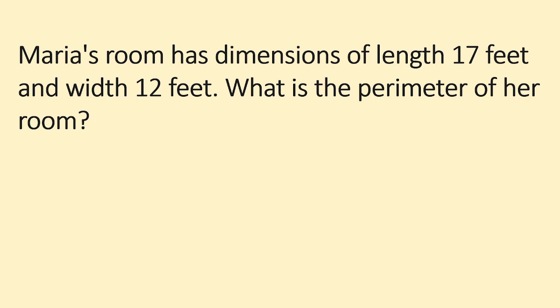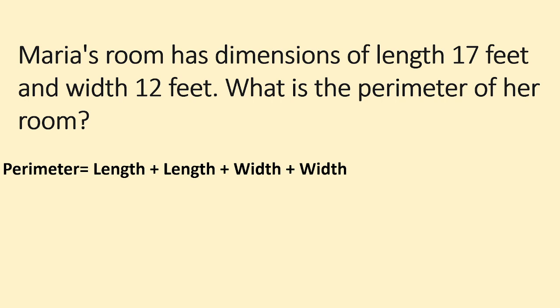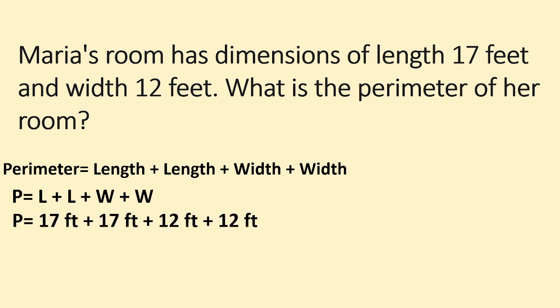Let's solve this word problem. Maria's room has dimensions of length 17 feet and width 12 feet. What is the perimeter of her room? First, we are going to write the formula we have here. Perimeter equals length plus length plus width plus width, or P equals L plus L plus W plus W. So P equals 17 feet plus 17 feet plus 12 feet plus 12 feet equals 58. So the answer is 58 feet.